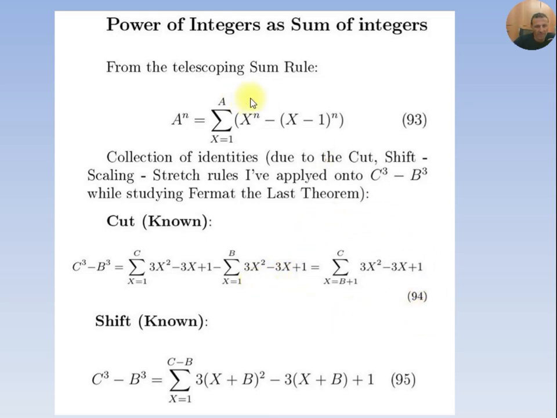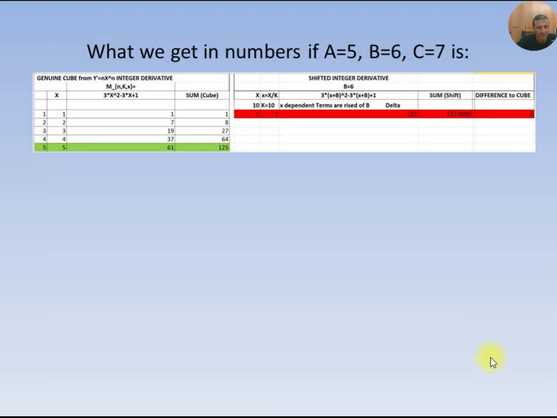Let us make this sum more similar to this one, and so we can rewrite c cubed minus b cubed as the sum for x equal to 1 to c minus b of 3(x plus b) squared minus 3(x plus b) plus 1. It will be useful to always keep in mind this example: a equal to 5, b equal to 6 and c equal to 7, where you can see the first sum from 1 to 5 has as result 125, as we know, the cube of 5, and in the right hand we have the sum of 3(x plus b) squared minus 3(x plus b) plus 1, that has only one term with the value of 127.